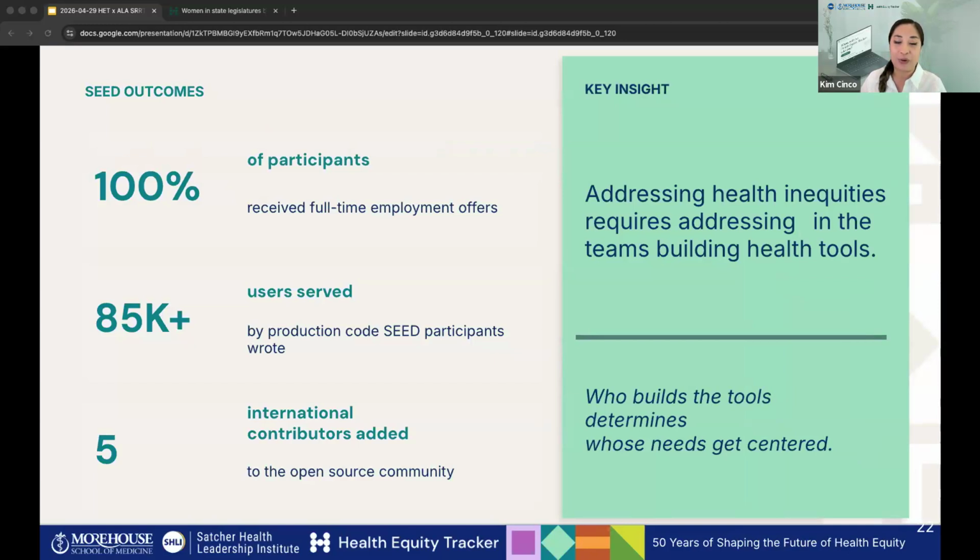Addressing health inequities requires addressing workforce inequities in the teams building health tools. Who builds the tools determines whose needs get centered. And that's not a soft claim about representation. It's a claim about what gets shipped, what gets prioritized, what features exist, and which ones don't. SEED is our attempt to close that gap, to build a pathway into tech that doesn't require the credentials that historically exclude people never had access to in the first place.